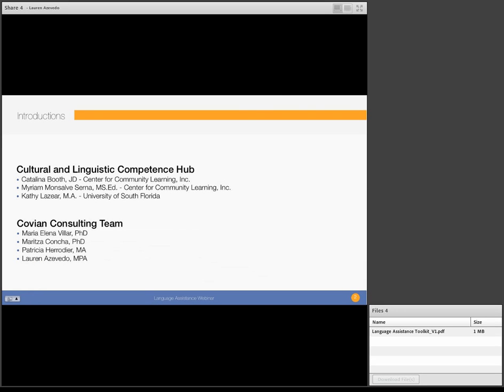Moving on to phase two, which is on the right-hand side, that's conducting individual and organizational assessments. And then on the bottom, phase three is implementing language assistance tools and services in your organization. And so we'll present some of these tools for you that you can use or modify for use in your organization. And then finally, the fourth phase on the left-hand side, conducting ongoing evaluation of language assistance policies in your organization.